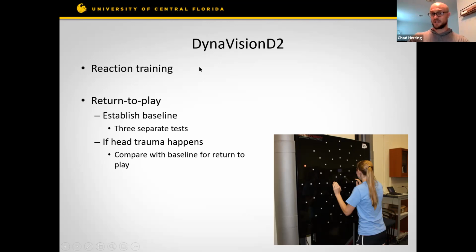I know some teams that use it for reaction training, but also for return to play. You basically do that beginning of the season or off season. You get a baseline of what your reaction time is. And then if some kind of head trauma happens, such as a concussion or maybe a general illness, you can do this as one more tool in the toolbox regarding return to play protocol.